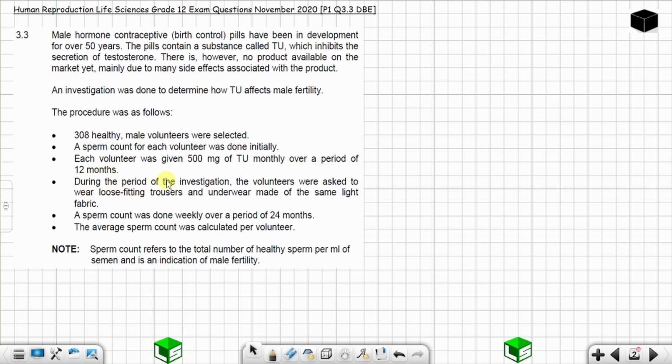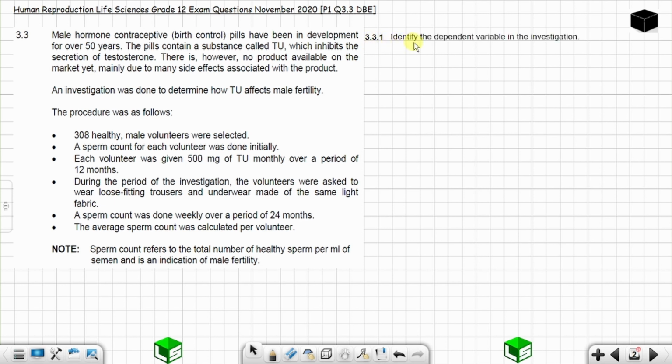During the period of the investigation, the volunteers were selected to wear loose-fitting trousers and underwear made of the same light fabric. A sperm count was done weekly over a period of 24 months. The average sperm count was calculated per volunteer. Note: sperm count refers to the total number of healthy sperm per milliliter of semen and is an indication of male fertility.